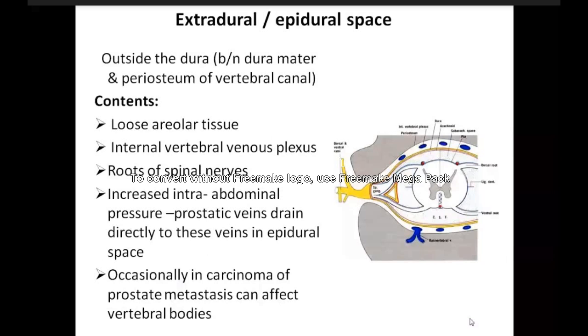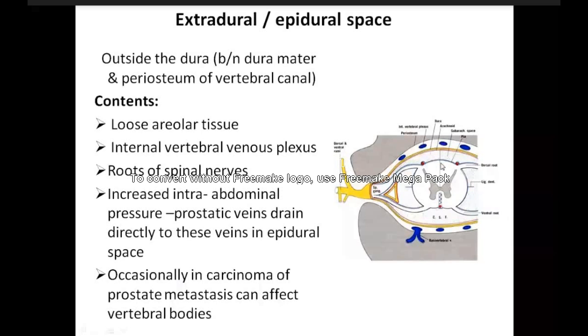Now next is the space. This figure also you can see. This is the cross section. This is the bony part, the vertebra, and this is the spinal cord here. The covering which intimately covers is the pia mater. Now this is the arachnoid mater, yellow color. Between the pia and the arachnoid mater, there is a space here.